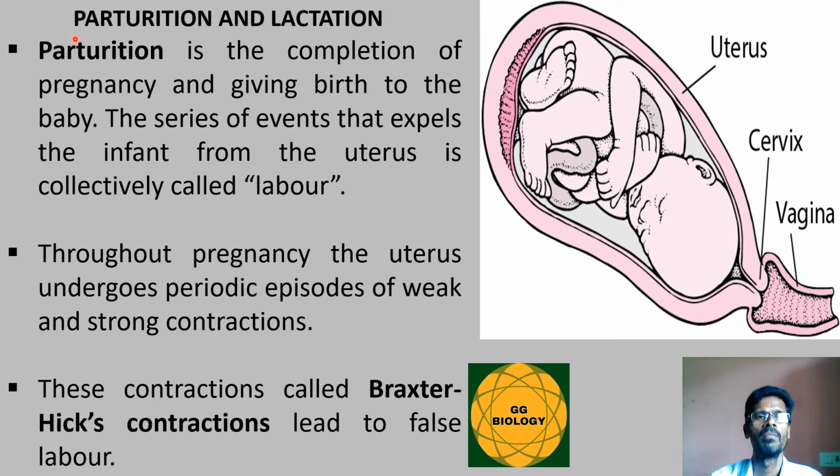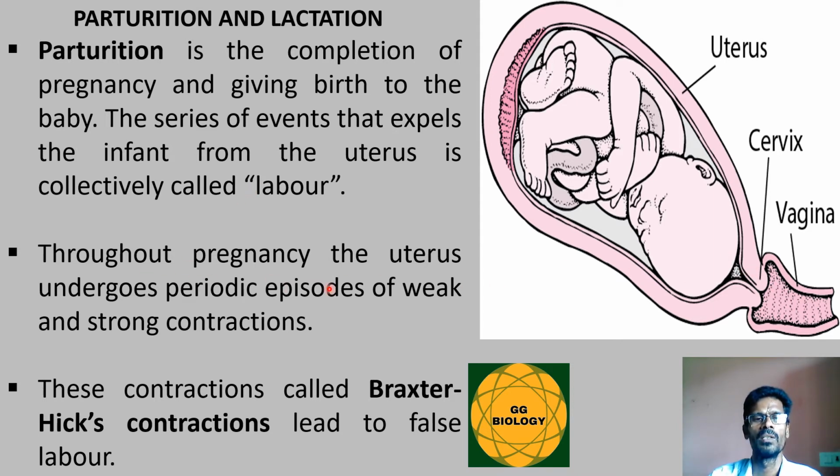So the next topic is parturition and lactation. So parturition is, in simple words, childbirth. Parturition is the completion of pregnancy and giving birth to the young one or the baby. The series of events that expels the infant from the uterus is collectively called labor. So even this question you may get from a 2-mark point of view. Define labor. A series of events that expels the baby from the uterus is known as labor. So from the uterus, the baby has to be expelled. Such a process is called labor.